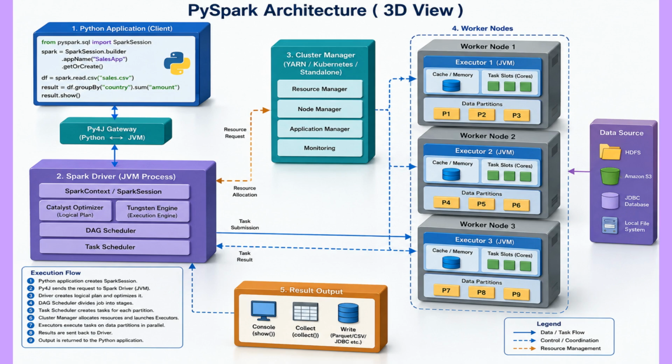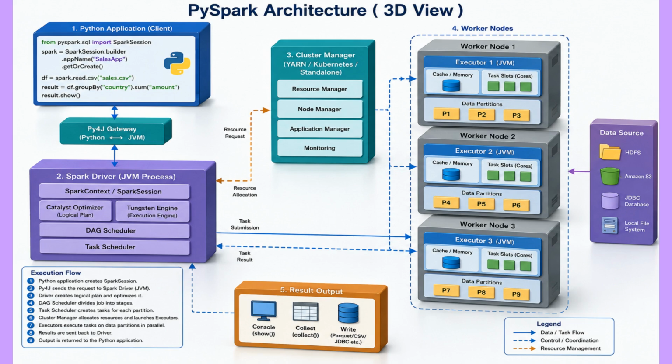Task execution. After partitioning, the task scheduler creates tasks for each partition. Each task is sent to an available executor. Executors process their assigned partitions simultaneously. For example, one executor may process partitions 1 through 3, while another processes partitions 4 through 6. This parallel execution dramatically reduces processing time compared to traditional sequential systems.